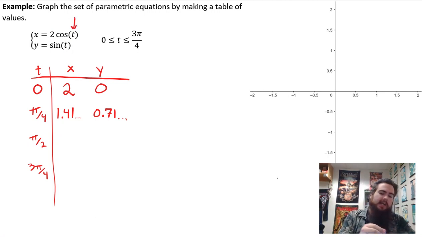I can continue by plugging in pi halves now in for t. If I plug in pi halves for cosine, cosine of pi halves is 0, and 2 times 0 is still 0. Whereas if I plug in pi over 2 in for t for the second equation, sine of pi over 2 is 1.